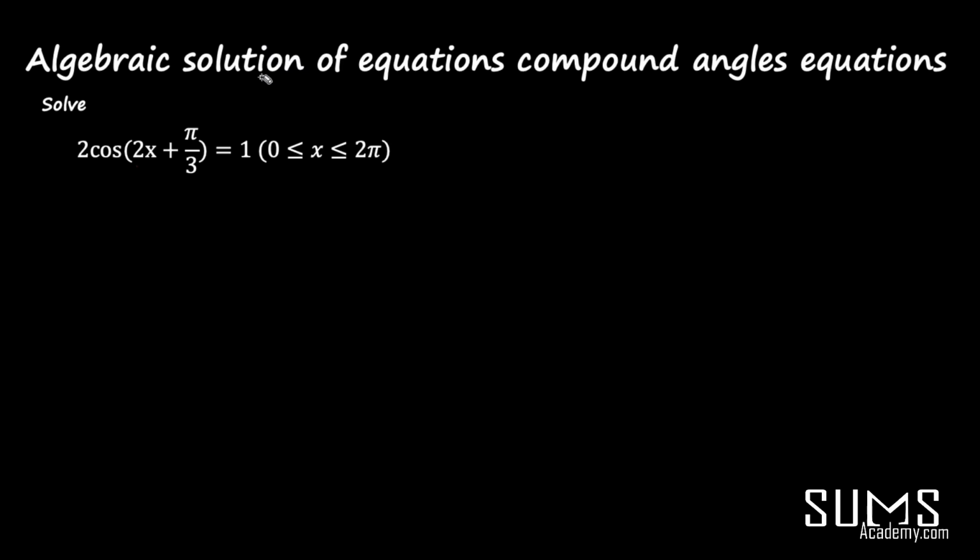So carrying on from last time, except this compound angle, we're going to work in radians, but it's exactly the same idea, just mixed up a little bit. Here we're told to solve 2 cos(2x + pi/3) = 1. And remember, there's also a double angle in here, so we need to be careful with that.